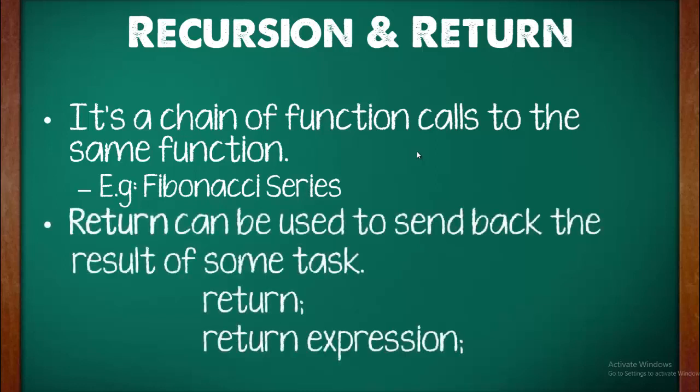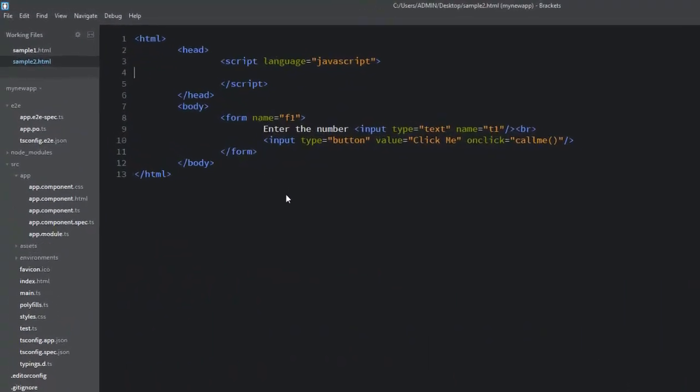Return can also be used to send back the results of some task. Now the return keyword can be used even in C language, and in C++ also we have this return keyword. It is mainly used to send some values from the function definition back to the function calling. So if we see a program, we'll understand it much better. So we'll go to the program. Fine. Now we'll see the program.